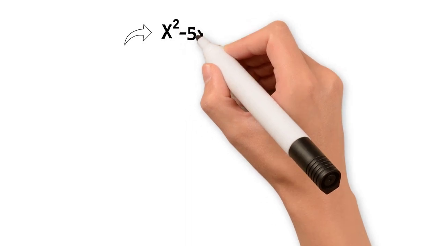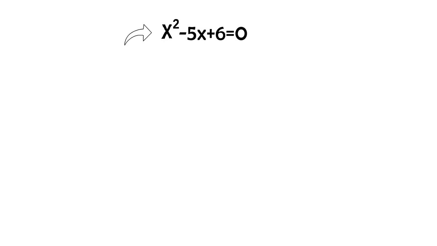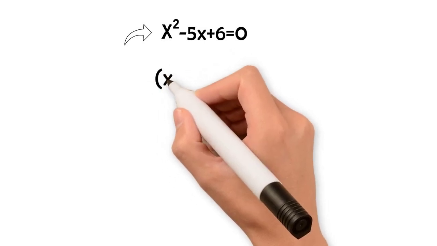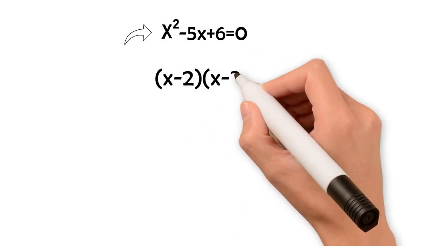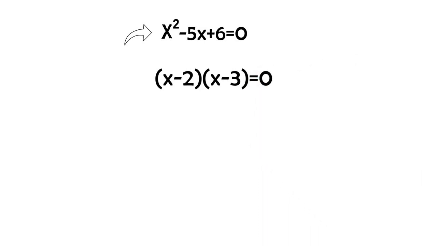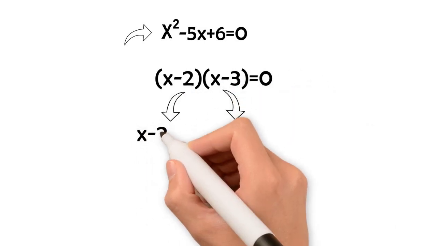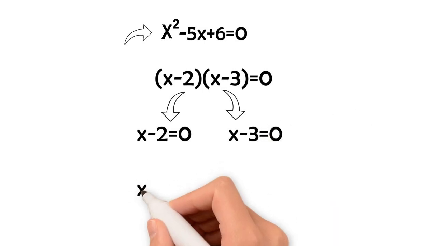Solve x squared minus 5x plus 6 equals 0. Using the skills that we discussed in Lecture 3, we can factor x squared minus 5x plus 6 into (x minus 2) times (x minus 3). So we get (x minus 2) times (x minus 3) equals 0. Now each factor is set to 0. Either x minus 2 equals 0 or x minus 3 equals 0. In fact, they're both correct.